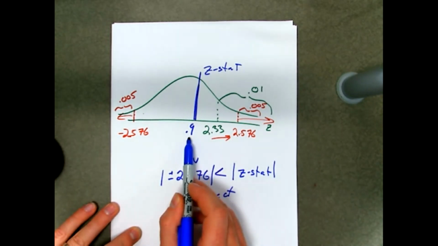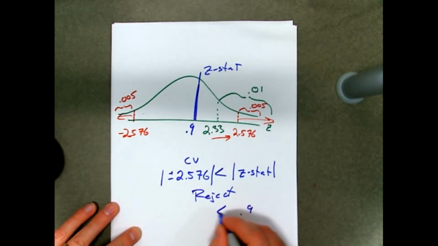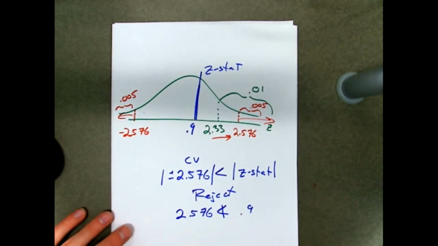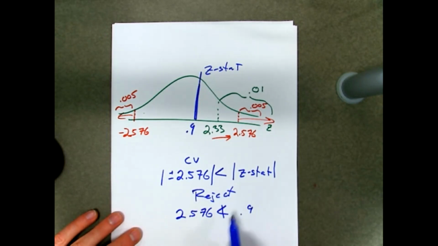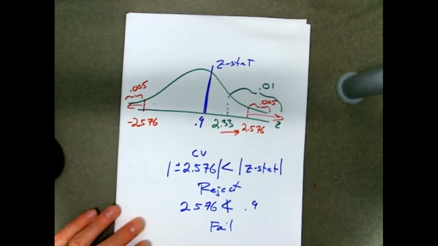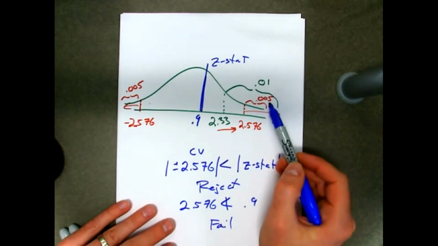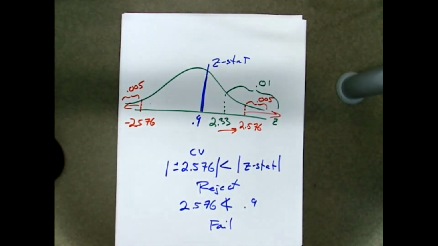Well, very clearly here, 0.9 is not greater than 2.576. So that doesn't hold. So here we would say I fail to reject. I think this corresponded to alpha over 2, so the 1% significance level or the 99% confidence level.